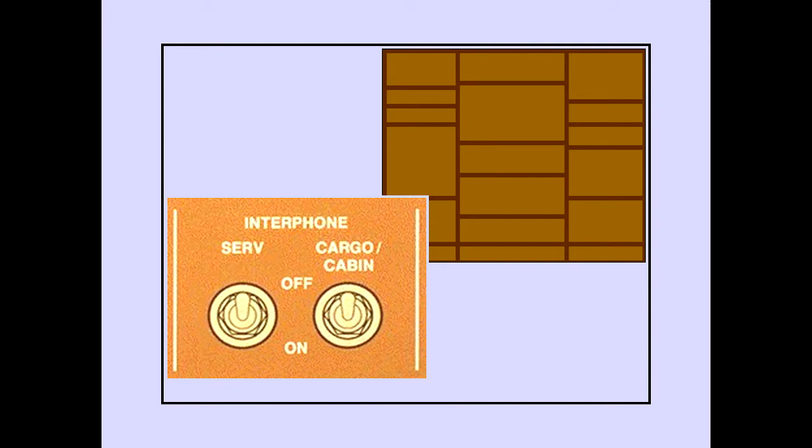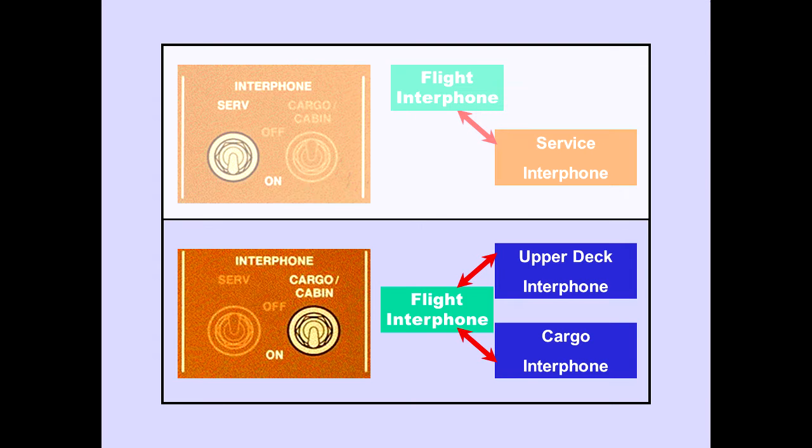The service and cargo cabin interphone switches are located on the overhead panel. With the cargo cabin interphone switch on, the cargo and upper deck interphones are connected to the flight interphone. Access, then, is the same as access to the flight interphone.